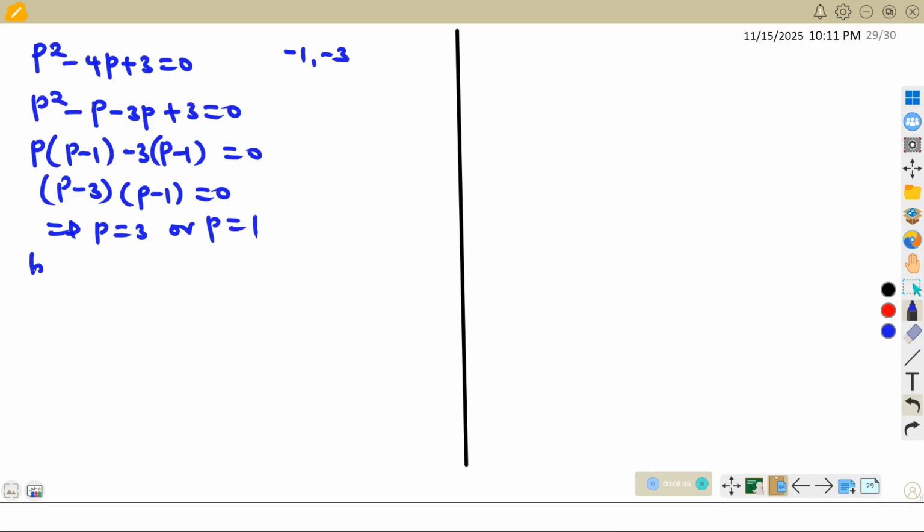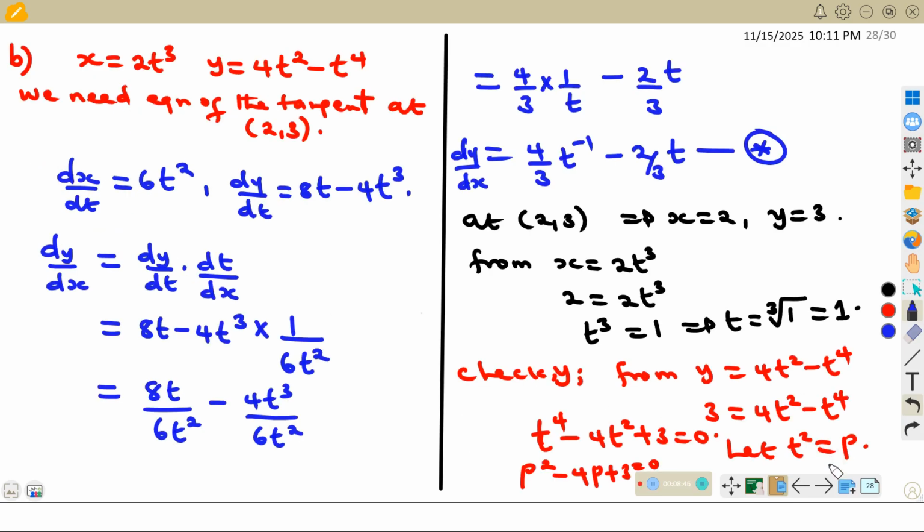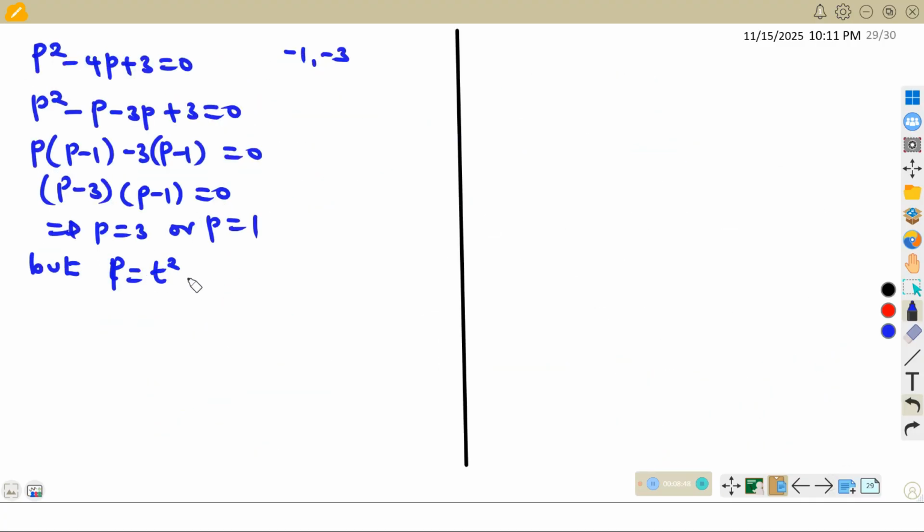But remember that p is the same as t squared. So t squared is the same as p. So for p equaling 3, t squared will be equal to 3. And for that case, it implies t will be equal to plus or minus the square root of 3.